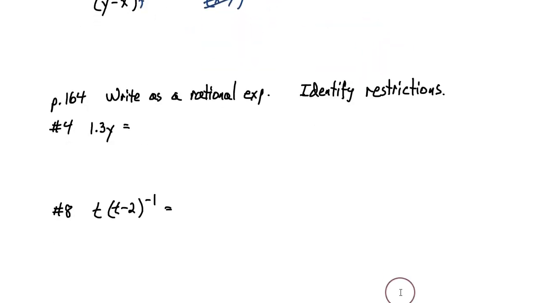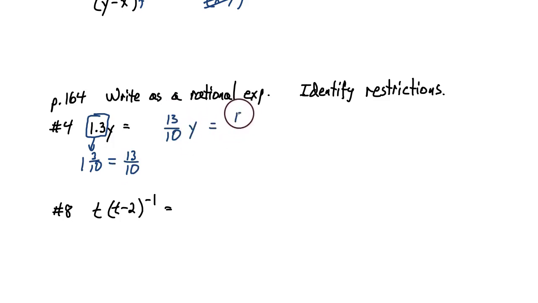On page 164, we're also writing a rational expression. So this one is 1.3 times y. To write a rational expression, we need to write 1.3 in its fraction form so that there's a numerator and denominator. This is the mixed number 1 and 3/10. And the mixed number 1 and 3/10 is 13/10. So this is 13/10 times y, or 13y all over 10.